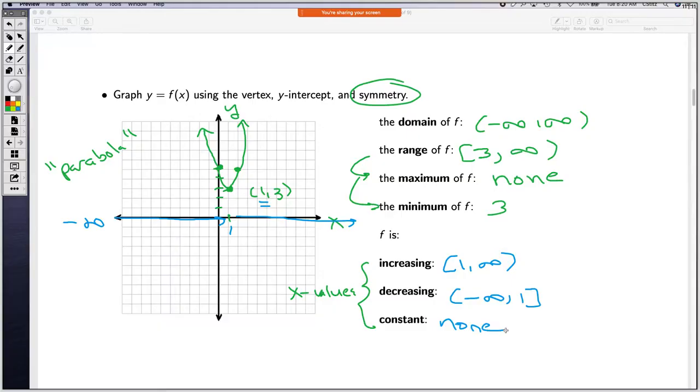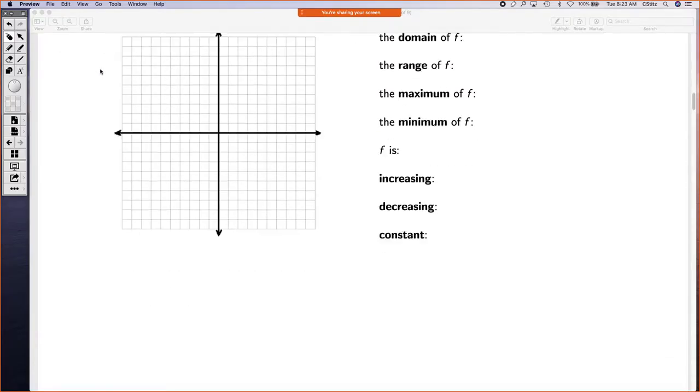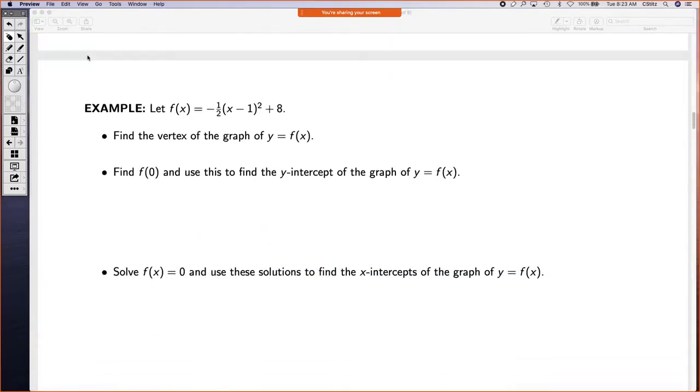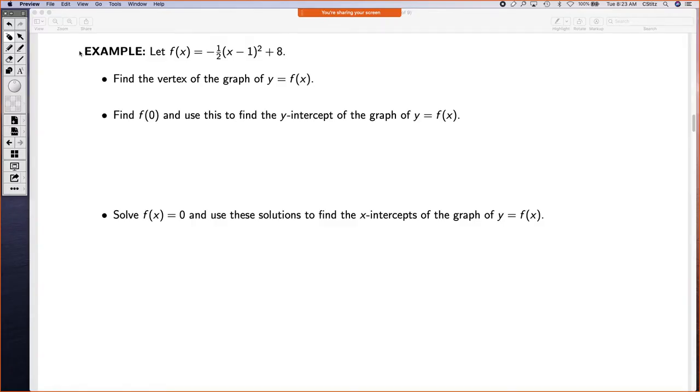So are there any questions on using the graph to get information about the function? Let's take a look at this next example then. f(x) = -1/2(x - 1)^2 + 8.